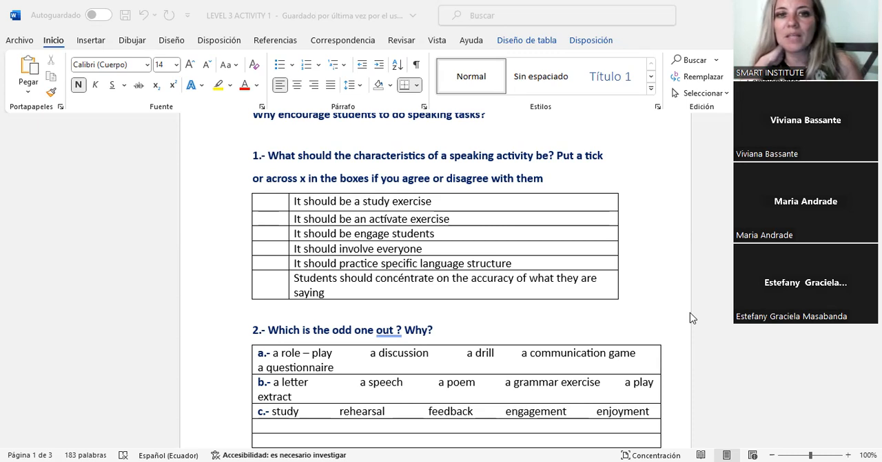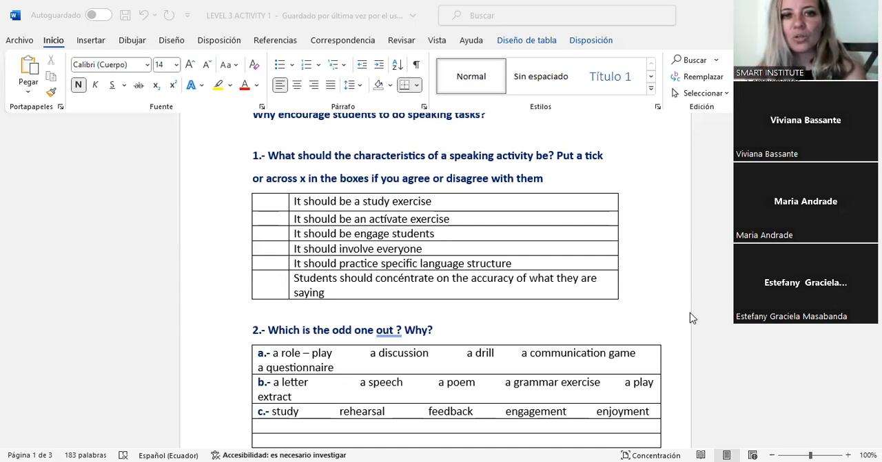It should practice a specific language structure. No. Do you agree? For me, it's an X because when you speak, you don't take into account the grammar you are using, it just flows. And that's how it works. You put an X, right? Remember that when they are speaking, don't check accuracy. Sometimes your students correct themselves when they are talking, and they repeat the phrase, for example. Have them repeat, okay?